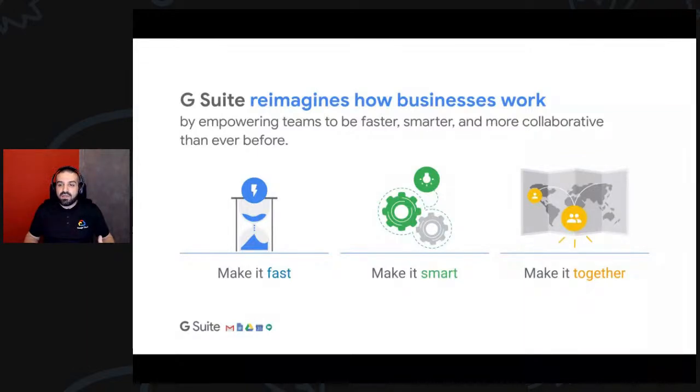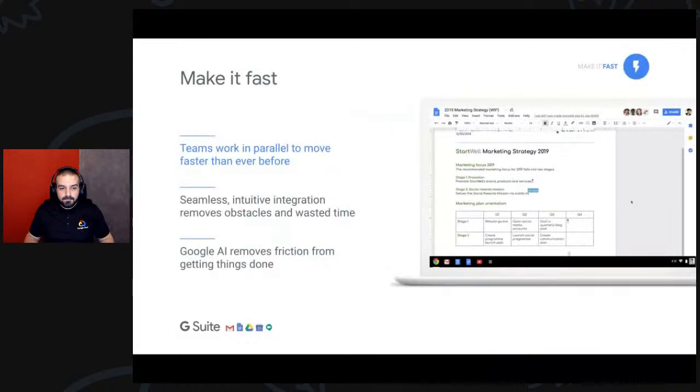So let's take a deeper look at how we really reimagine how business works. How do we make people use productivity tools that make it more fun, more smart, more fast to collaborate than ever before? We're going to look at 3 different themes. One is how do we make it fast through different smart features and cool features? How do we make it smart across a couple of different applications? And how do we make it together when it comes specifically to collaboration? Starting with making it fast.